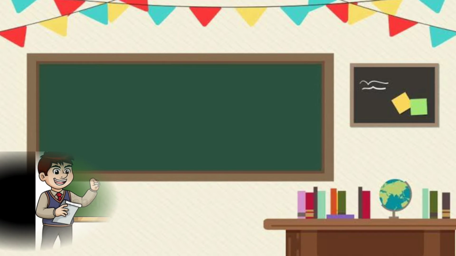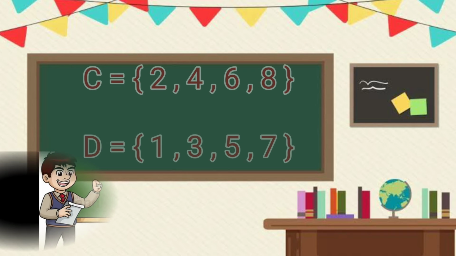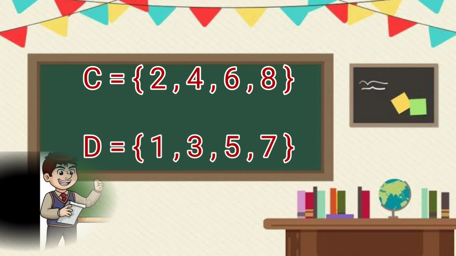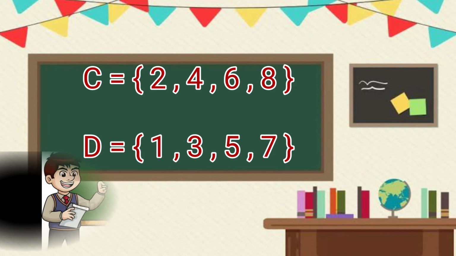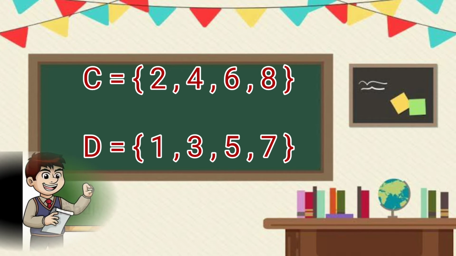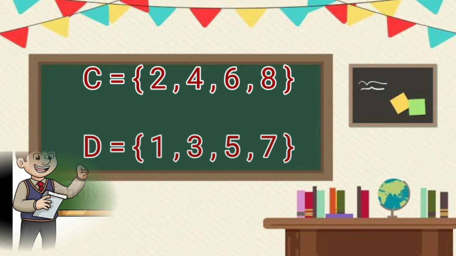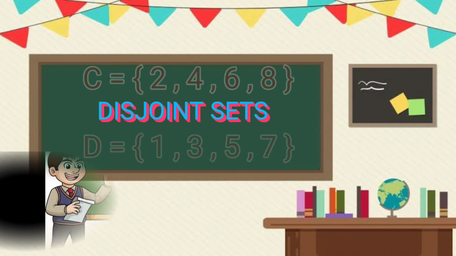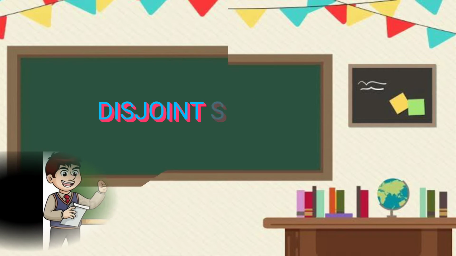Example number 2. Set C is a set containing the elements 2, 4, 6, and 8. And set D consists of the elements 1, 3, 5, and 7. As you noticed, both sets have no common element. So therefore, set C and set D are called disjoint sets.